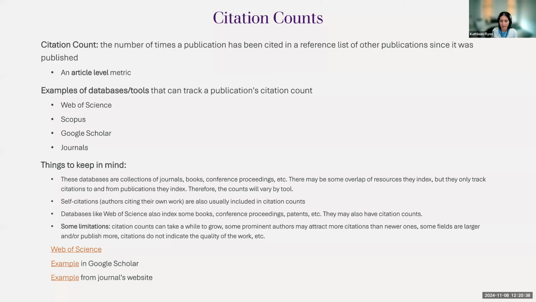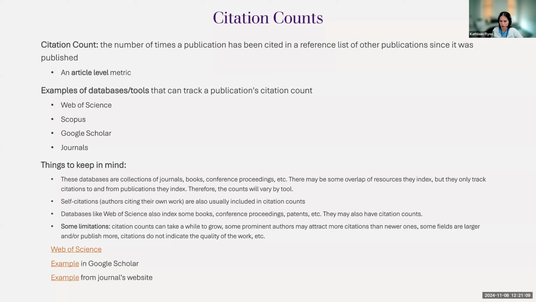So you may be aware of citation counts, but this is just basically the number of times that a publication has been cited in another publication since it was published. So this is an article level metric, and it's measuring the impact of an article or any other publication that could be cited. There are a number of databases or tools that can track a publication's citation count. One that's commonly used for promotion and tenure reviews is called Web of Science, and we'll take a look at that in a few minutes.